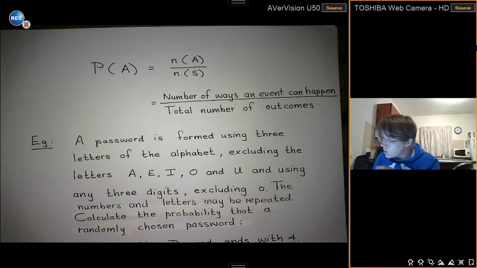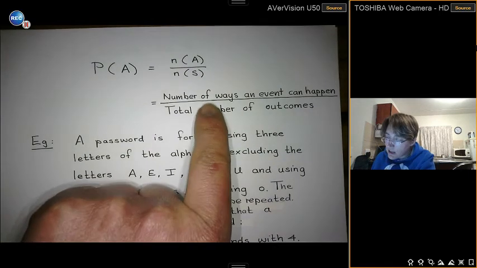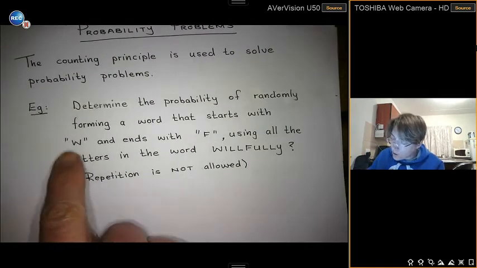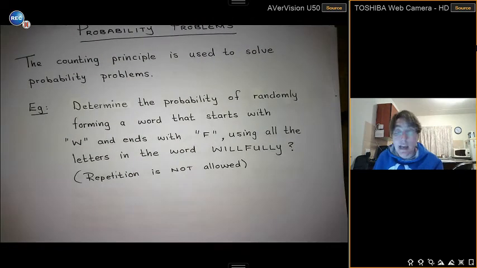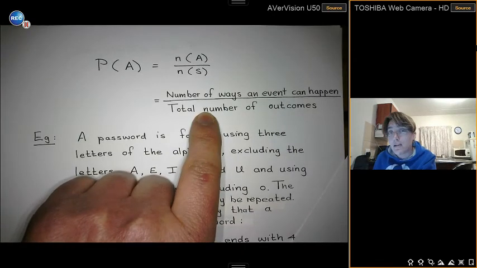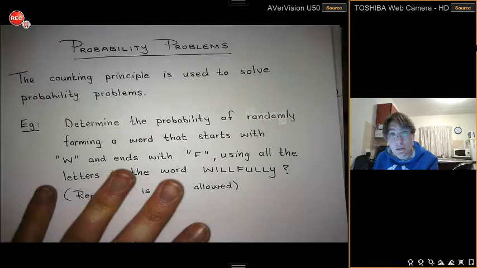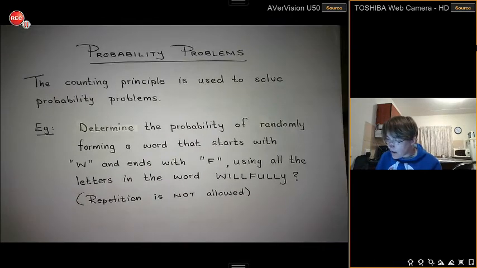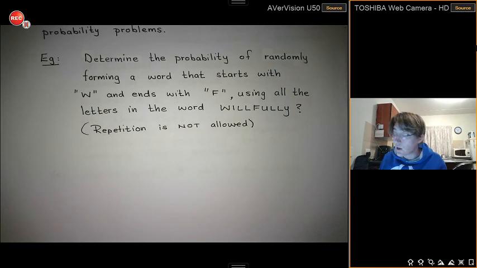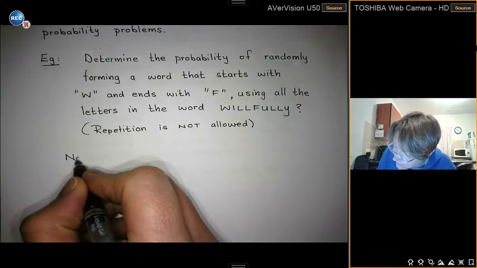So when we work with these, we not only have to calculate the number of ways this event can happen, in other words, starting a word with the letter W and ending it with the letter F, but I also have to go and figure out the total number of ways that I can form words using this. Okay, so that then means we have to first be able to figure out how many words in total can I form if there are no restrictions, because that's going to go to the bottom of this probability calculation. So no restrictions.